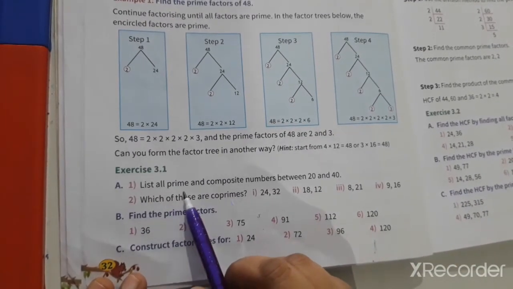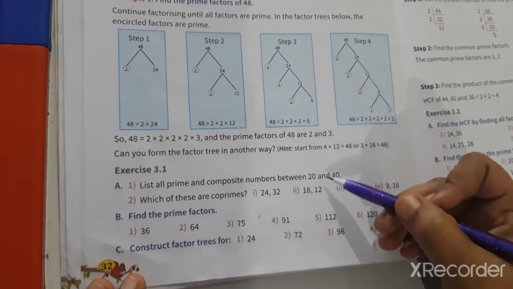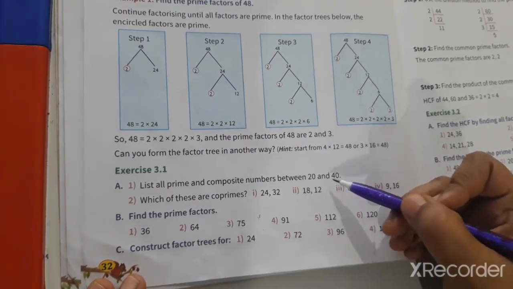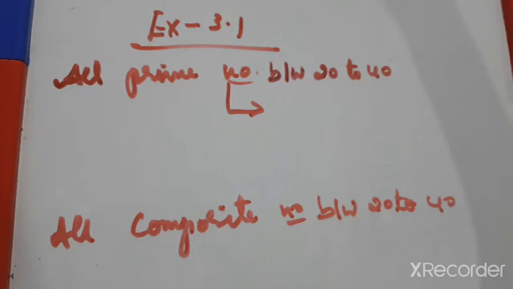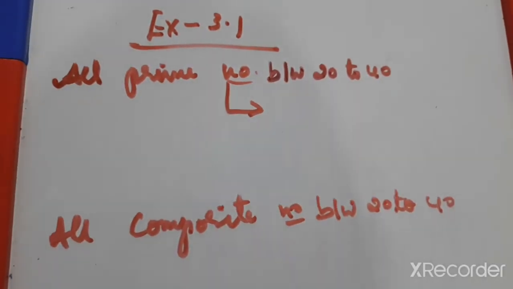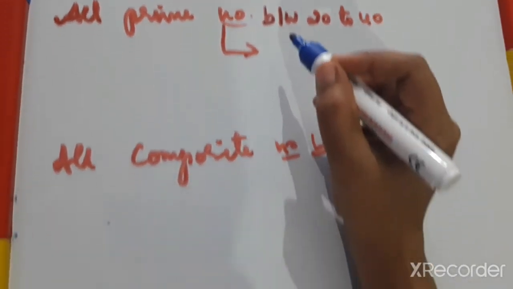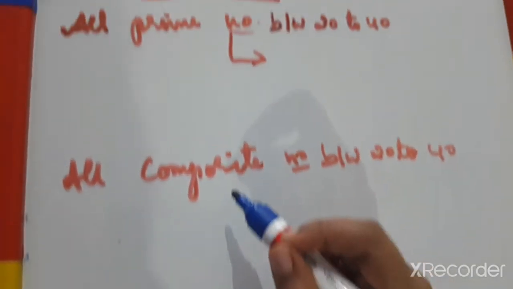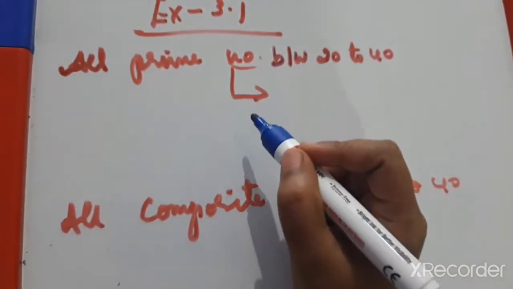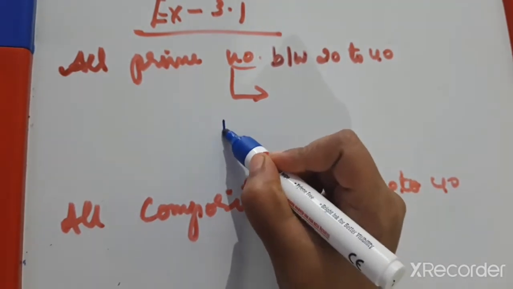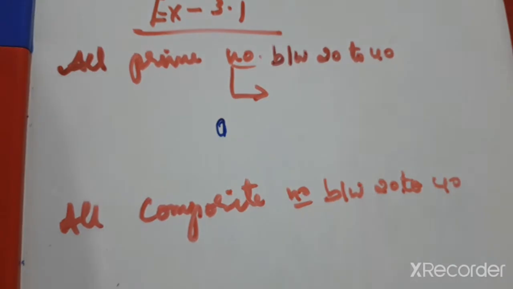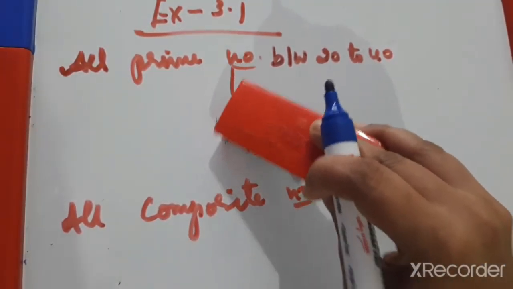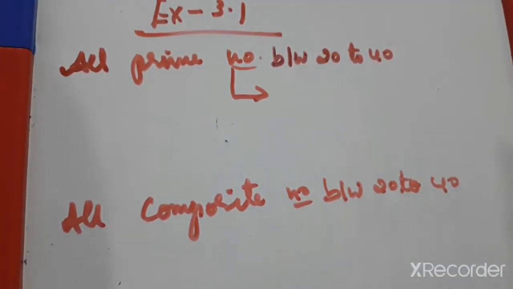List all prime numbers and composite numbers between 20 to 40. So, we have to list all prime numbers and composite numbers between 20 to 40. Prime numbers means the numbers which have only two factors. For example, 1 is not a prime number and not a composite number. So, prime number means it has only two factors.